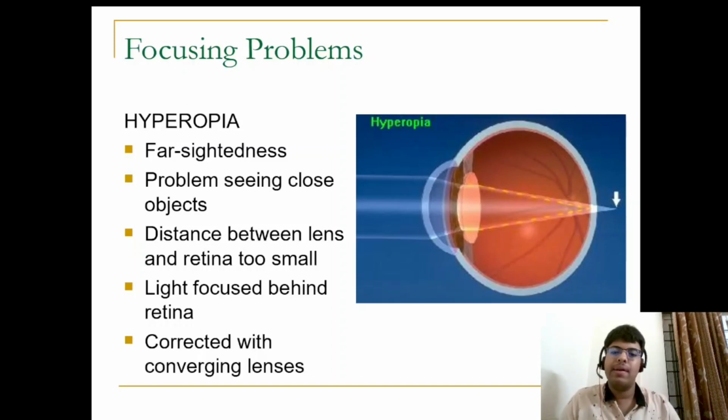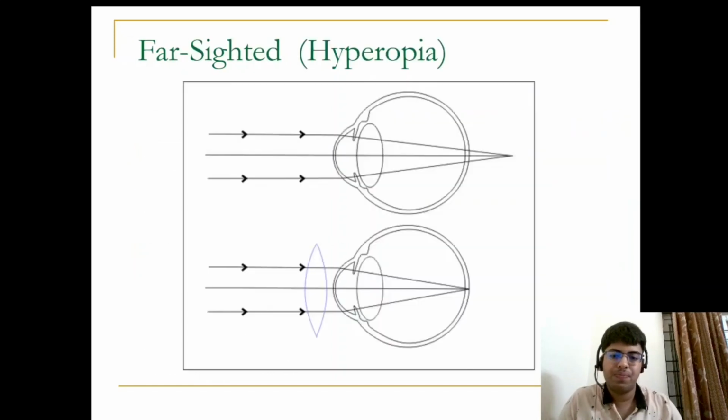It can be corrected with converging lenses. Now here is how it looks. The light is entering, and where it should make contact over the end of the eye, it is not making it, and it is going beyond that. So we are using a converging lens as in the second picture to make it a proper vision.